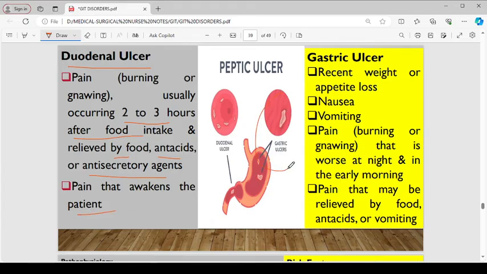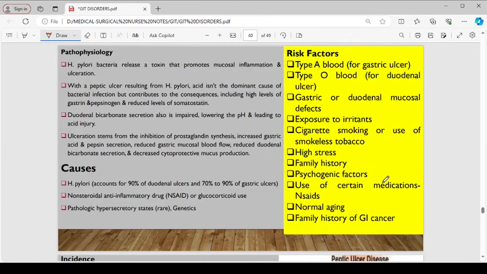Gastric ulcer, on the other hand, is associated with recent weight or appetite loss. Patient will be nauseated, vomiting. This pain is worse at night and early in the morning. Pain may be relieved by food, antacids, or vomiting.